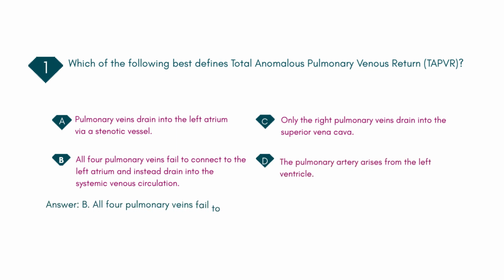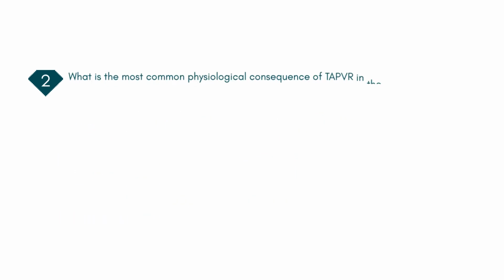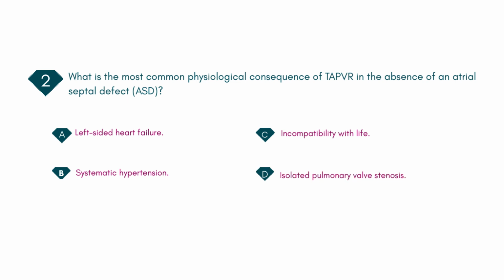Answer, B. All four pulmonary veins fail to connect to the left atrium and instead drain into the systemic venous circulation. What is the most common physiological consequence of TAPVR in the absence of an atrial septal defect, ASD? A. Left-sided heart failure. B. Systemic hypertension. C. Incompatibility with life. D. Isolated pulmonary valve stenosis. Answer, C. Incompatibility with life.